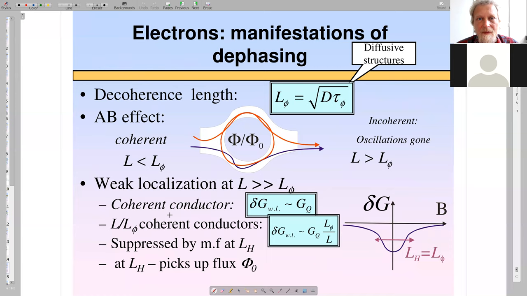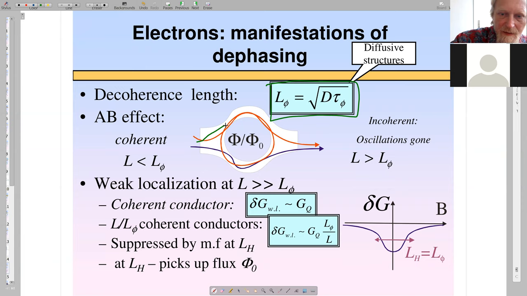How about manifestations of dephasing? We have shortly mentioned this when we talked about weak localization. Let me remind it. First, let us understand that a time scale also implies a length scale for electrons in a nanostructure, right? This length scale is the length at which an electron would diffuse during this time interval. So how to see that?